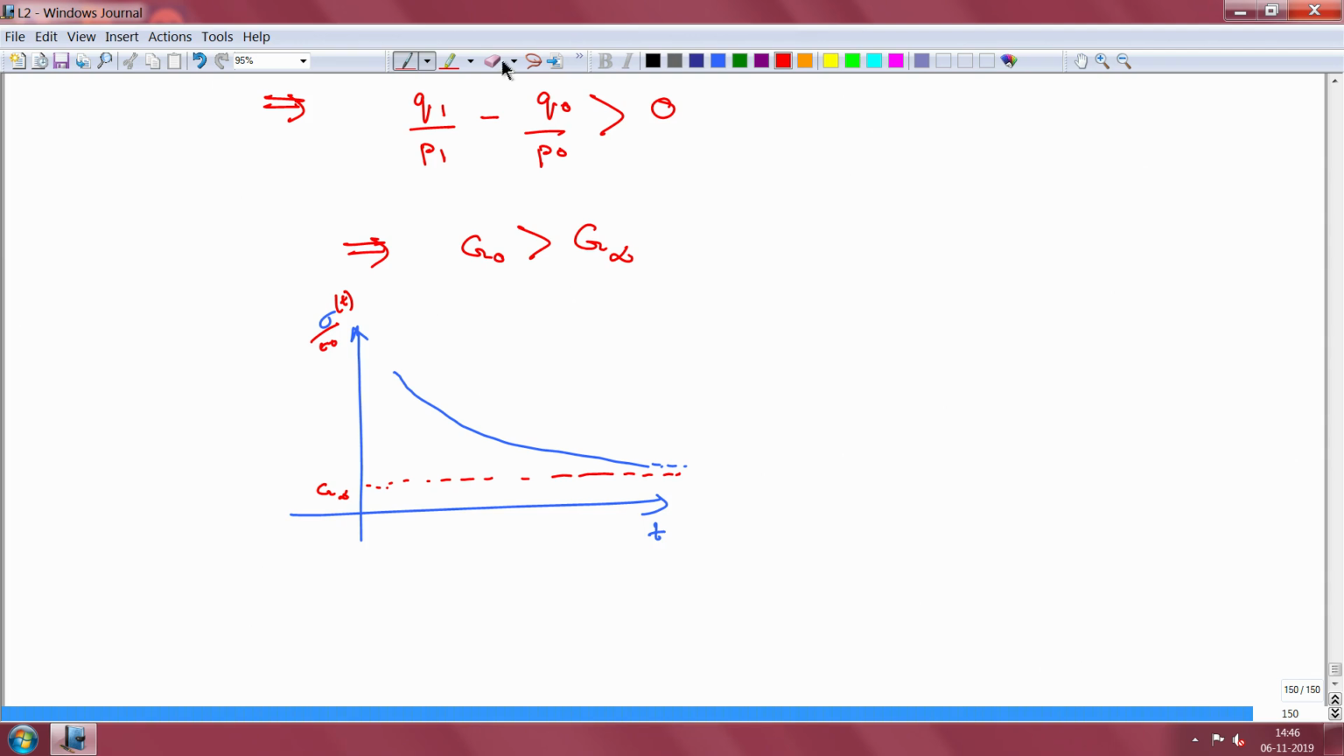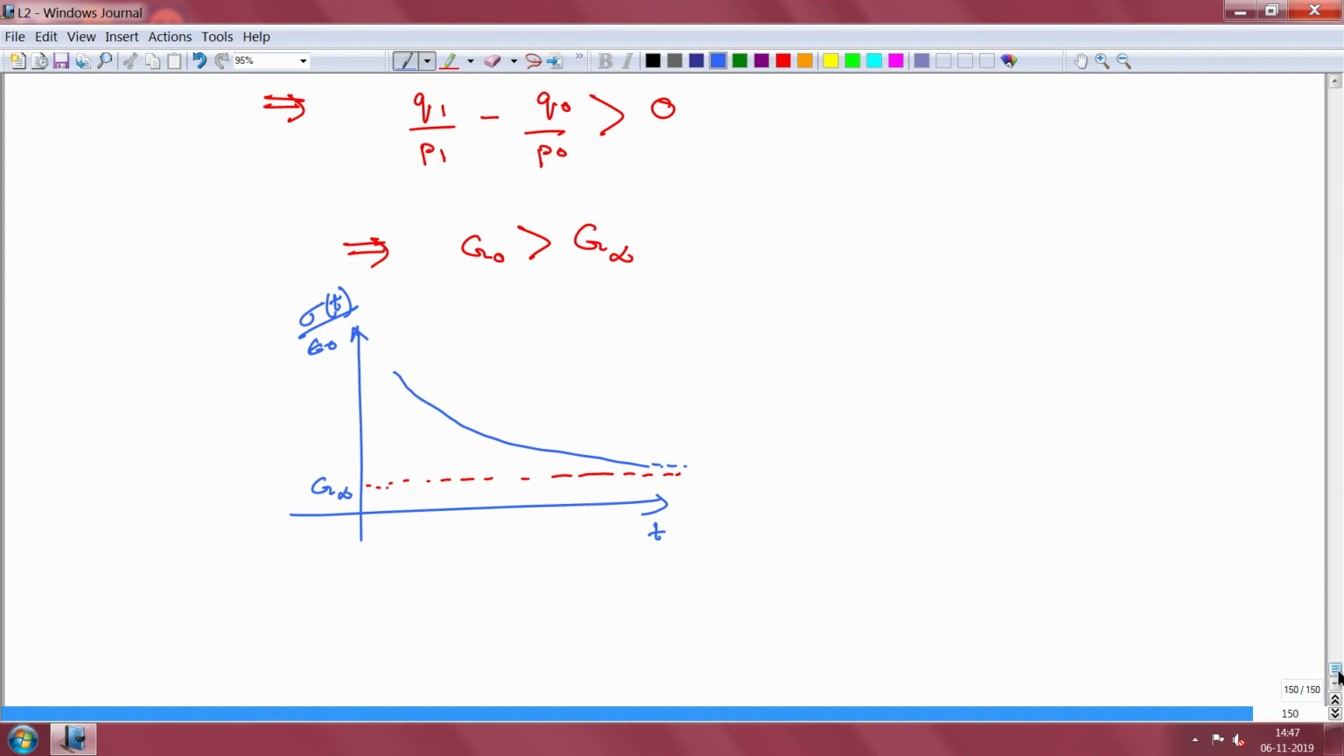Okay. Maybe it is not legible. Let me rewrite this. Okay. So, this was your plotting that. This is your g infinity. So, g infinity is a non-zero value. So, your stress relaxation function does not decay down to 0, which is a viscoelastic solid type of response, right.